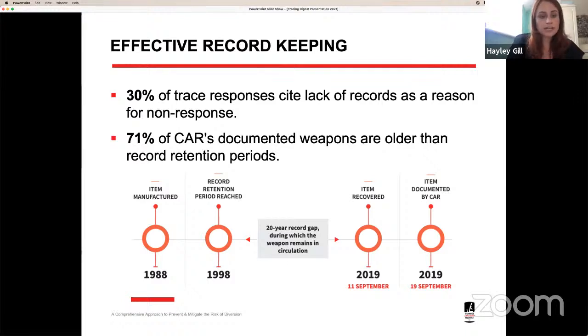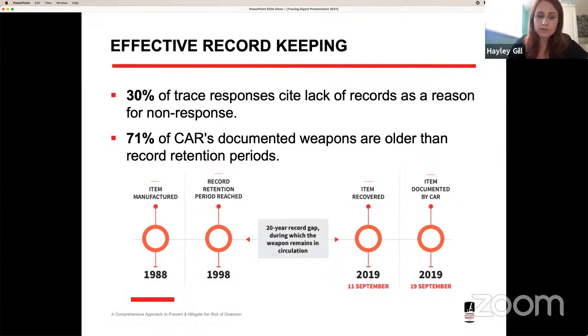So the figure on the screen illustrates one example of which we do have many showing this in practice. The item was manufactured in 1988, but the manufacturing state only keeps export records for 10 years. So by 1998, all the records had expired. The item was recovered in 2019 from an armed group that had been recently using it in conflict. This highlights 20 years where the weapon well surpassed the manufacturing government's own record retention period and the minimum record keeping obligations required by the ATT.